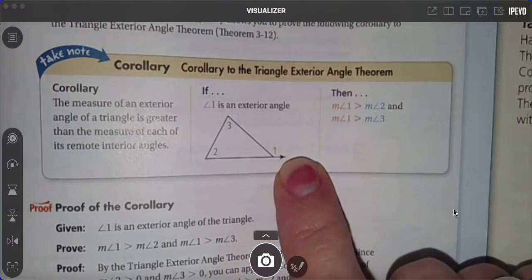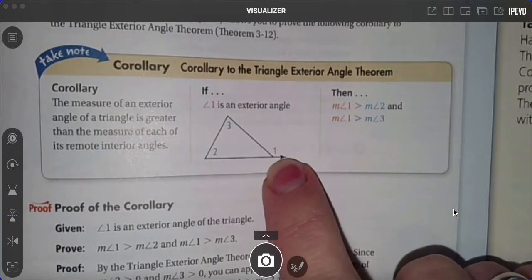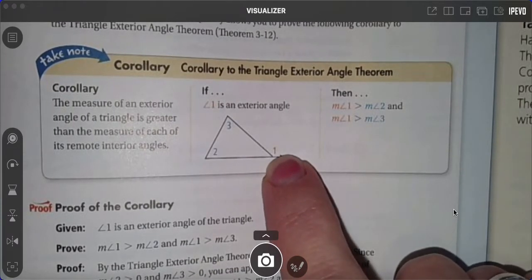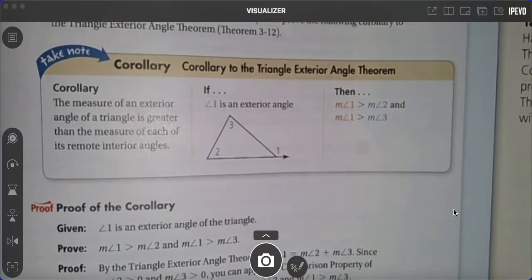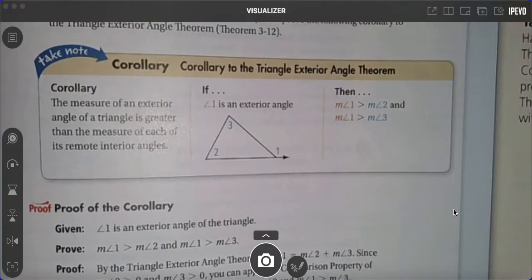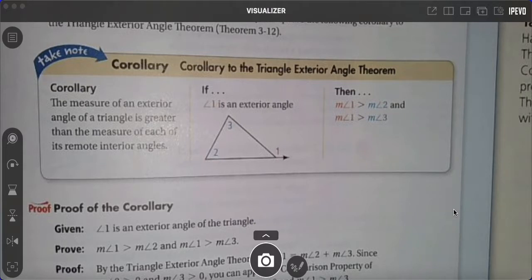Do you remember how we find angle 1? Do y'all remember the rule for this? I would add 2 angles together. Which 2 angles? 2 and the 3. Angle 1 is equal to 2 and 3 added together. So all they're saying is that the measure of angle 1 has to be bigger than the measure of angle 2 and bigger than the measure of angle 3. How do we know it's bigger than those? Because it's 2 angles added together. So it has to be bigger than each of those angles. Does that make sense? Yes, no?